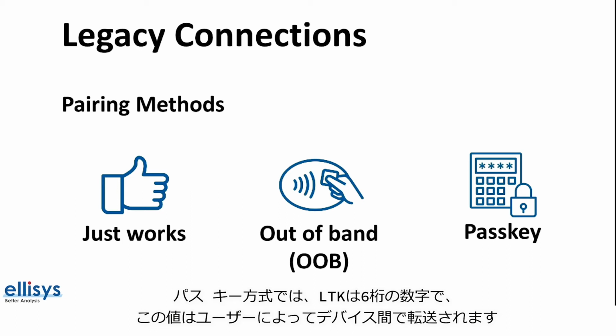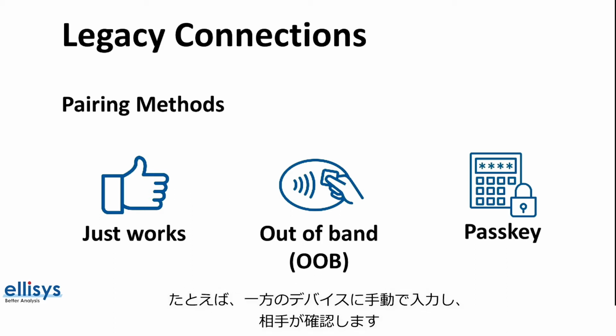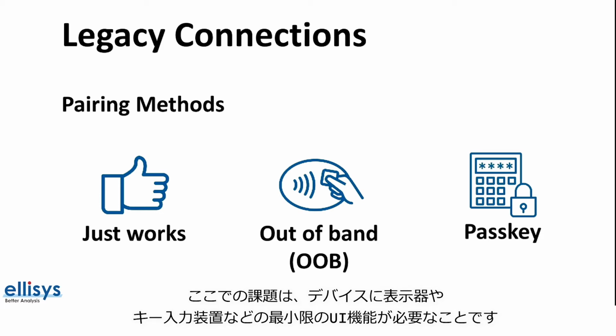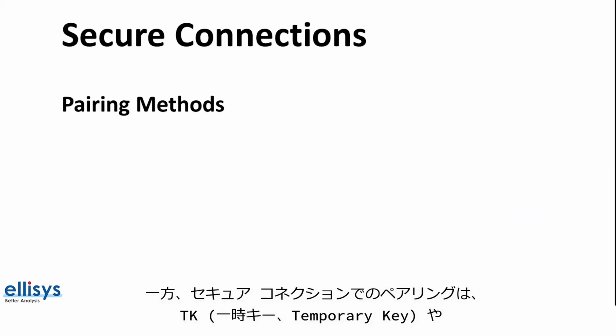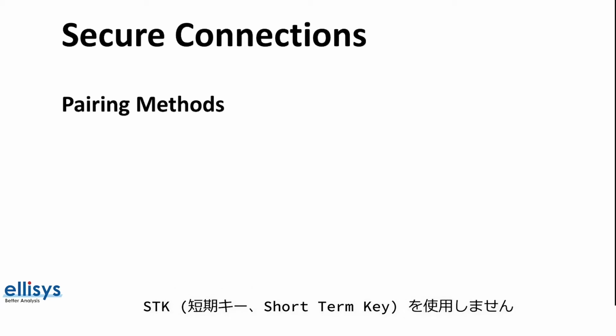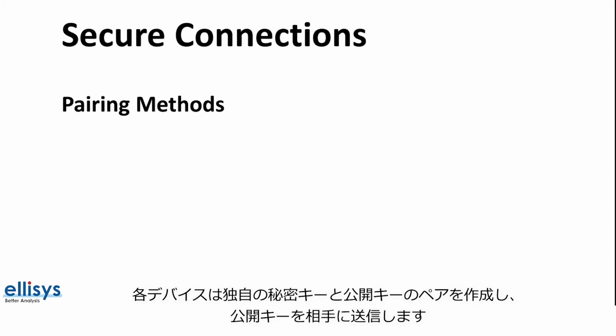In the passkey method, the TK is a 6-digit number that is transferred between the devices by the end user, for example by entering it manually into one of the devices. The challenge here is that the devices need to have some minimal UI capabilities such as a display and keyboard entry methods, so its use may be limited. In secure connections pairing, on the other hand, we do not have a temporary key or a short-term key, but rather each device creates their own private-public key pair and then sends their public key to their peer.